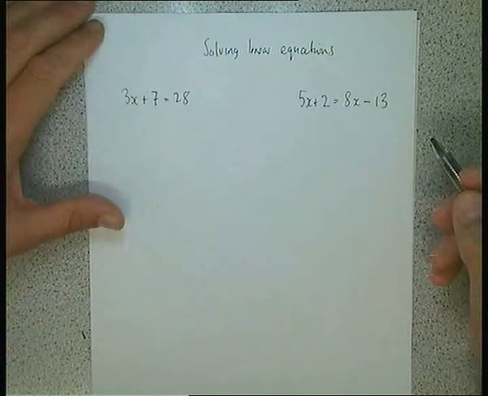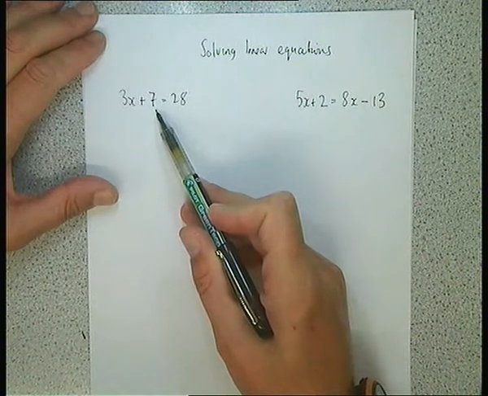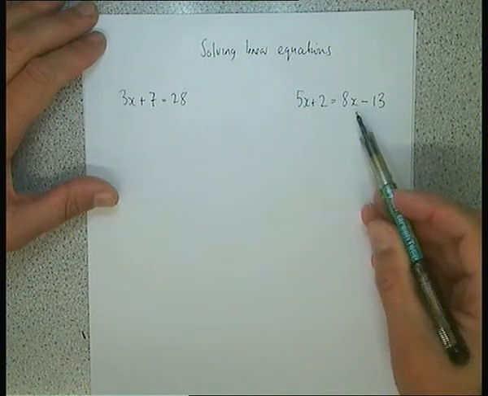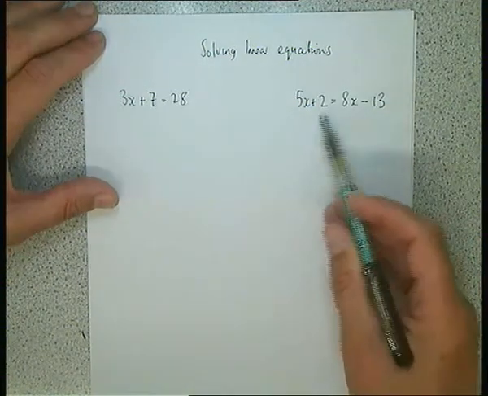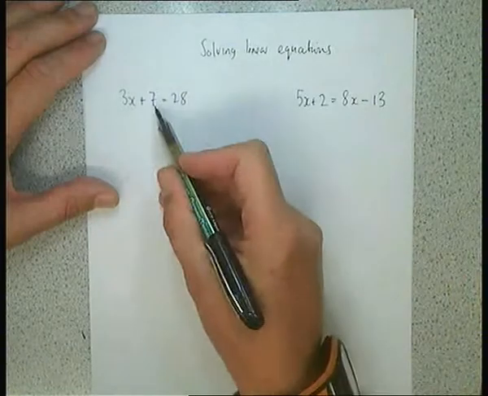Okay, so we're going to have a look at solving some linear equations. I've got two here. So this one here is an E grade skill, and this one here is a D grade skill. This only has x on one side, this has unknowns on both sides.